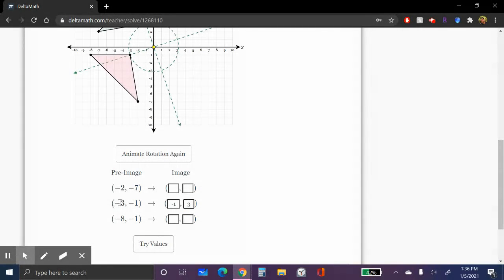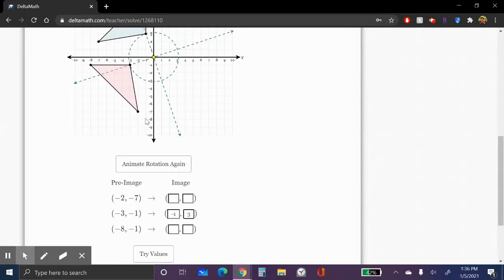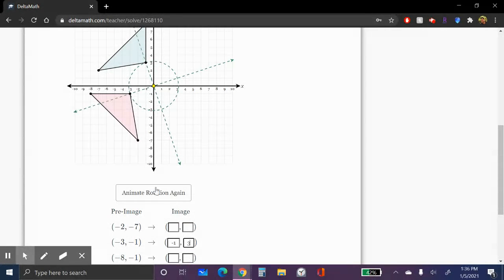How did you notice what happened from the pre-image to the image? You notice that the ones and the threes switched. These two switched to get 1, 3. And since it's in the second quadrant, all the signs in this quadrant are going to be negative, positive. So that's how you would do this one. Instead of 2, 7, you're going to write 7, 2. And since it's in the second quadrant, it's going to be negative, positive. So -7, +2.